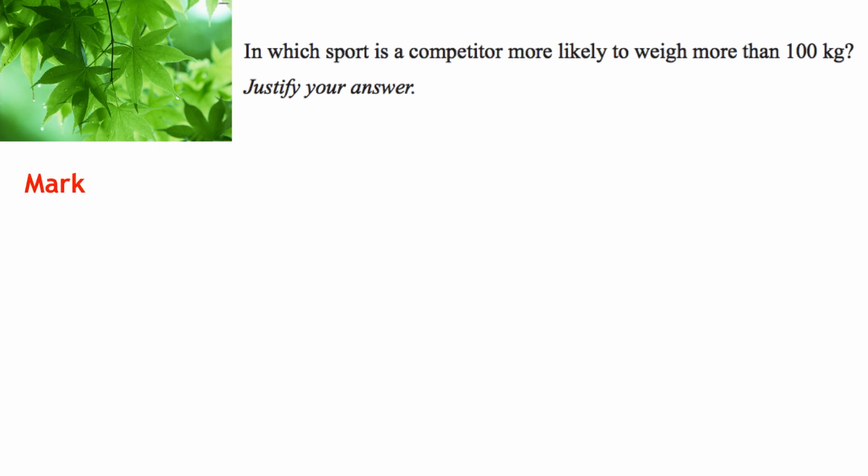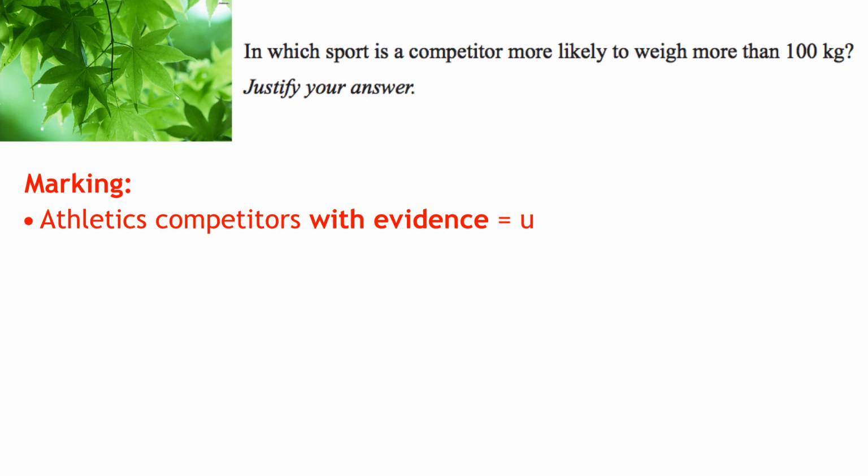In terms of marking this, if you are able to tell me that athletics competitors were more likely, and give me some evidence regarding there are more of them, that would get you a U, which is an achieved level skill.